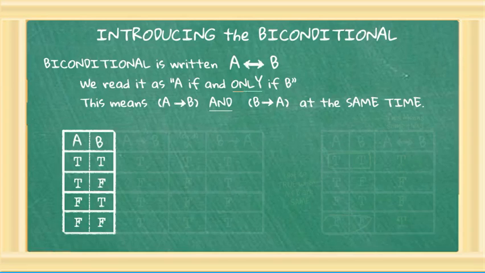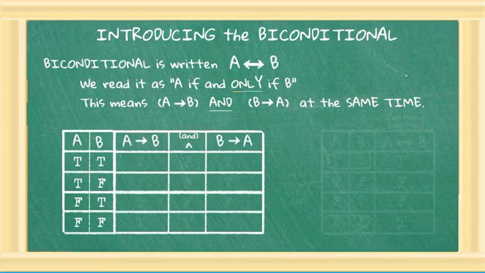So here's our basic A and B. So let's build it this way first. A implies B. You know that's true unless we have a true trying to point to a false. So we've done that several times now. B implies A, same thing. If B is true and it's pointing to a false A, then it can't be true. Otherwise, it works. Now let's AND those together.